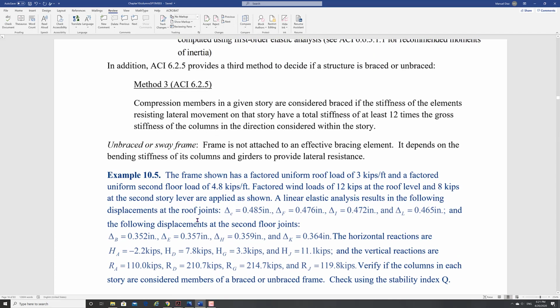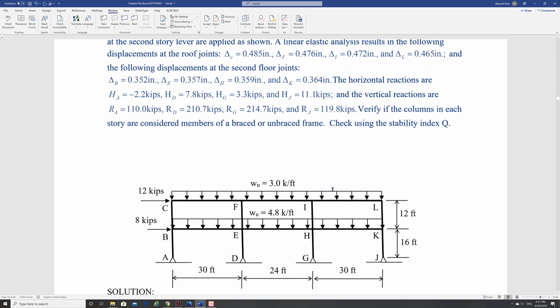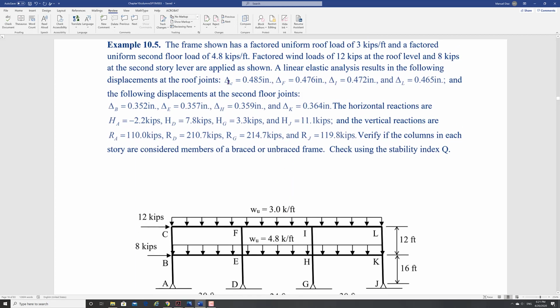So let's look at this, for example. Here is a frame. It has lateral loads, it has your vertical loads, and this is something that you will need to do for your frames. You will have to do this after you do the analysis. You are going to collect these values, which are your deltas, your displacements. You're going to collect your reactions, and you're going to find your Q values, because you need to decide if your columns are going to be braced or unbraced.